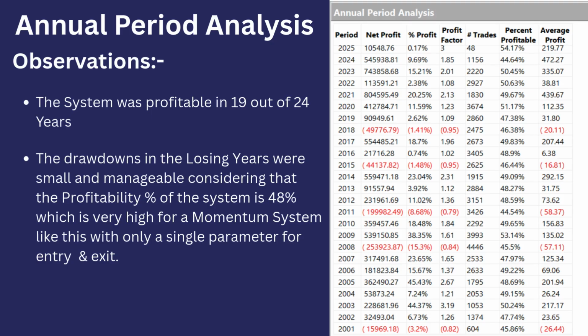Moving on to the annual period analysis. The system was profitable in 19 out of 24 years. The drawdowns in the losing years were small and manageable, considering that the profitability percentage of the system is 48%, which is very high for a momentum system like this, with only a single parameter for entry and exit.